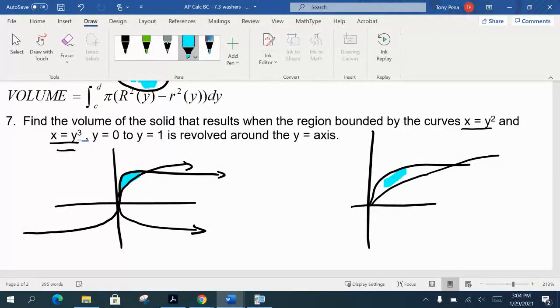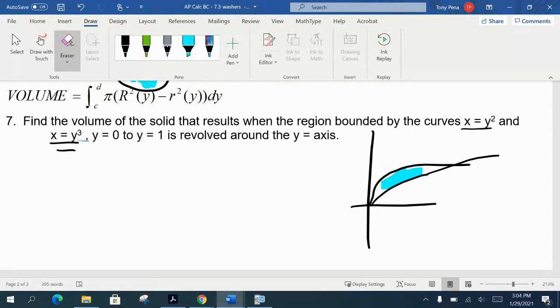There we go. That's better. There's a lot of stuff we don't need right there. So that's our graph. Let's label these because it's not easy to keep track of. This guy is y equals x cubed, and then the one that's on top over here is our x equals y squared.